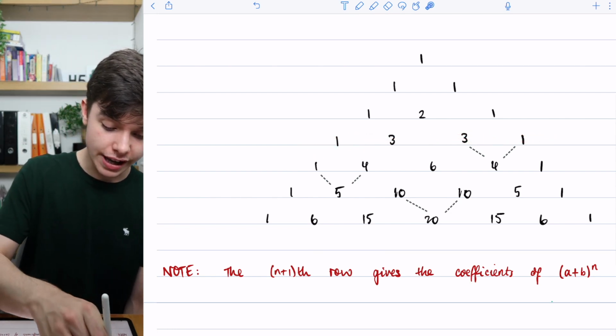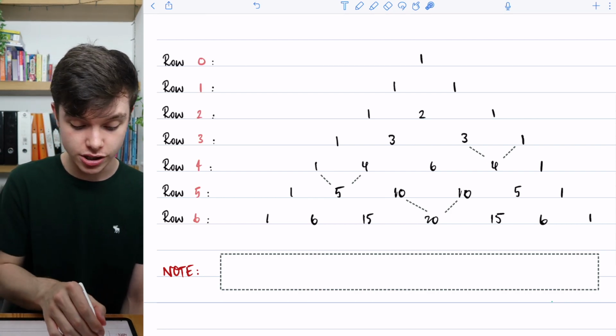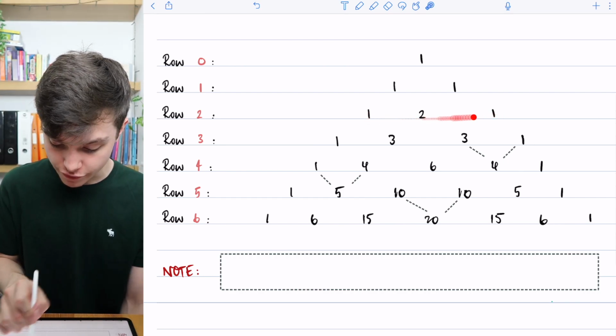Okay. However, if you do consider it with a row of 0, then you don't need to consider that rule because you're starting at row 0. So squared, these will be the coefficients.